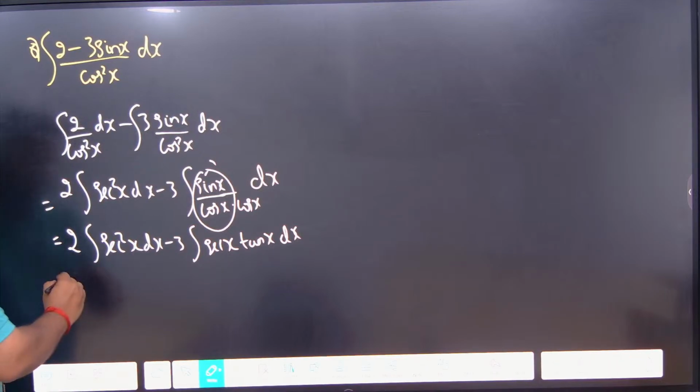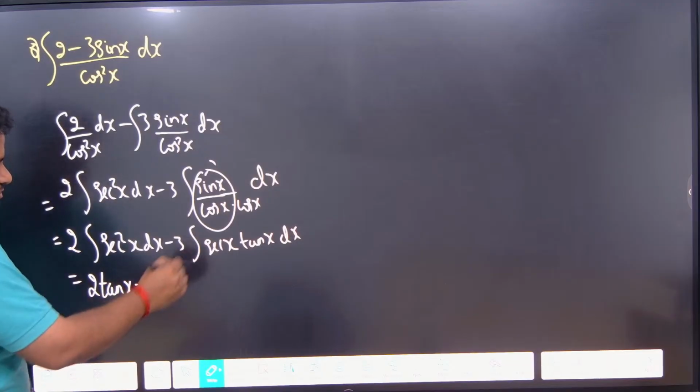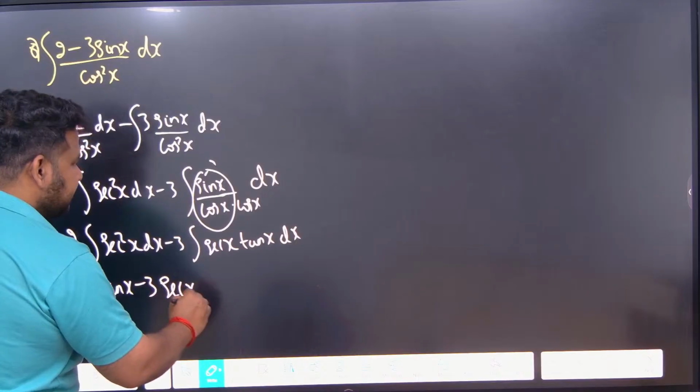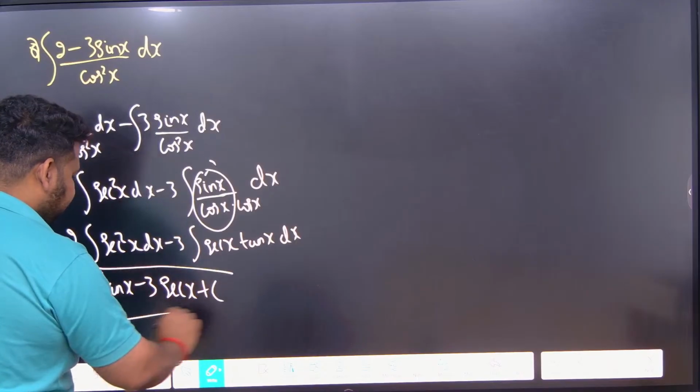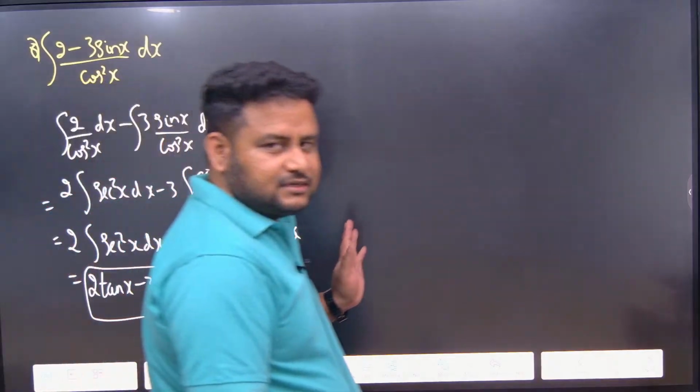The integral of secant square x is tan x, so 2 times tan x, minus 3 times the integral of secant x tan x, which is just secant x, so minus 3 secant x plus c. This is the final answer, friends.